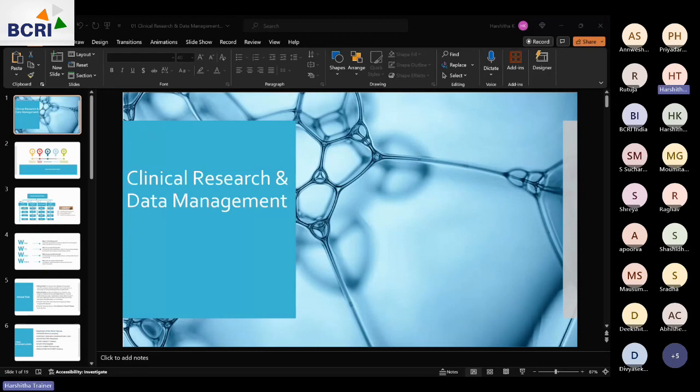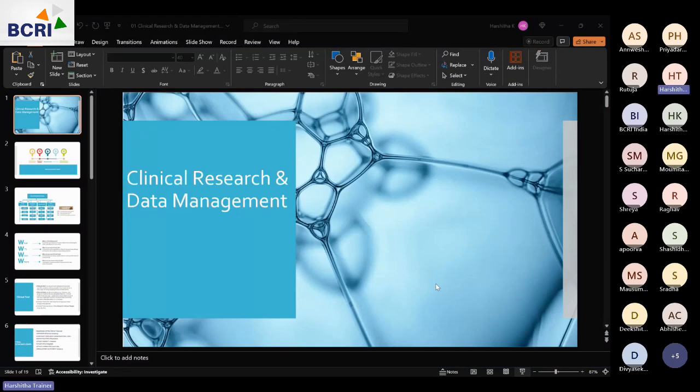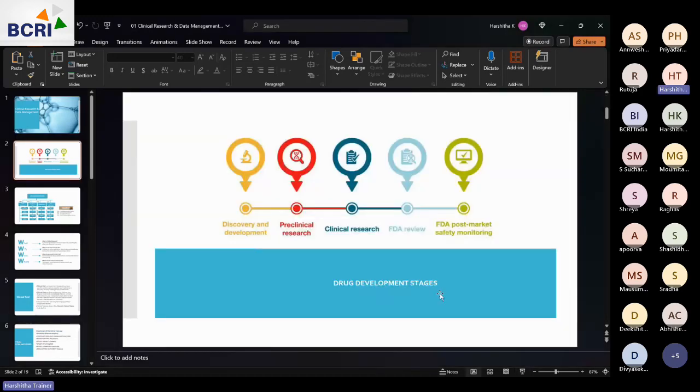So today I'll take you through clinical research and data management. If you're not able to see my screen in between, please let me know. So in clinical research, we have different stages.